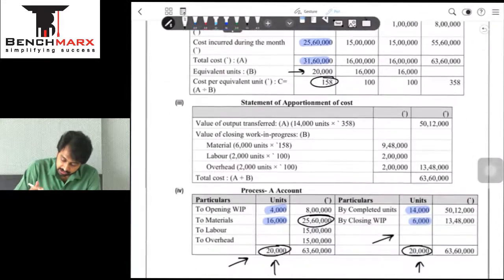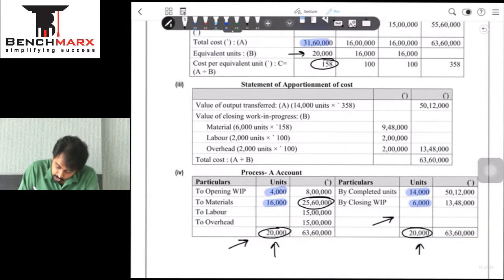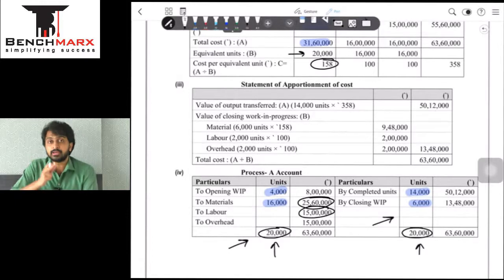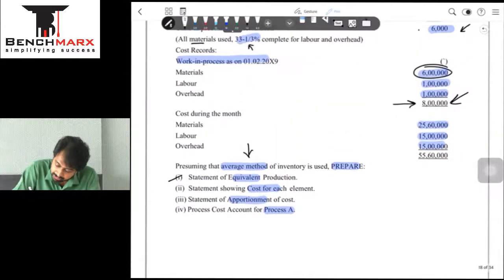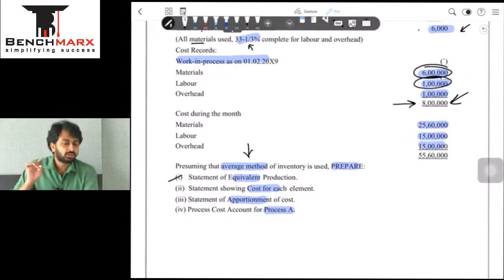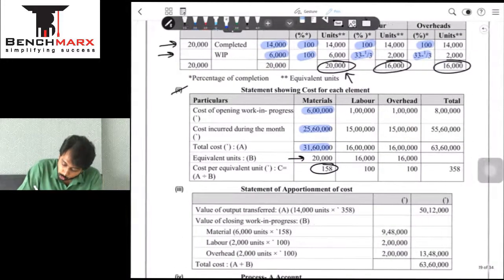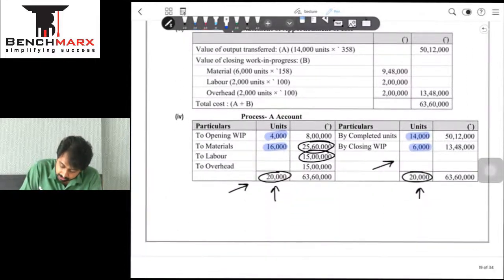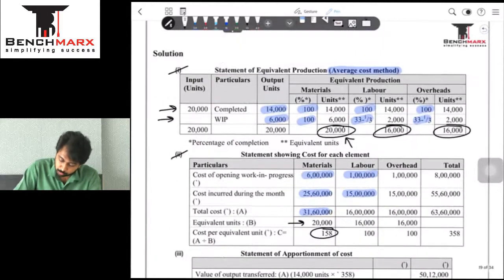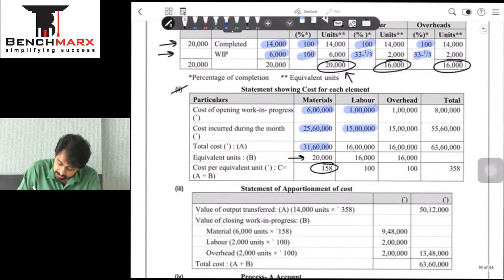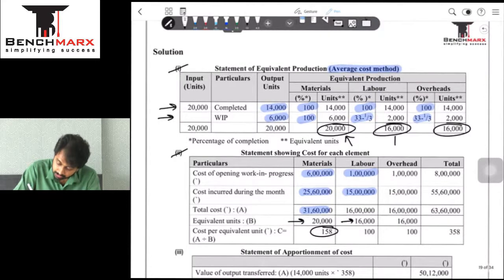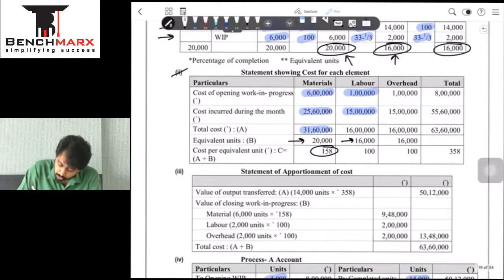What is the current month's DL cost? The current month's DL cost appears to be 15 lakh. What is the opening DL content of WIP? That appears to be this figure of 1 lakh. That content plus 1 lakh, the whole upon equivalent output will give you DL. Same, 1 lakh is coming from the opening WIP का DL content, 15 lakh is coming from here, ये वाला figure, and then the equivalent output is coming to 16,000 which is coming from here.